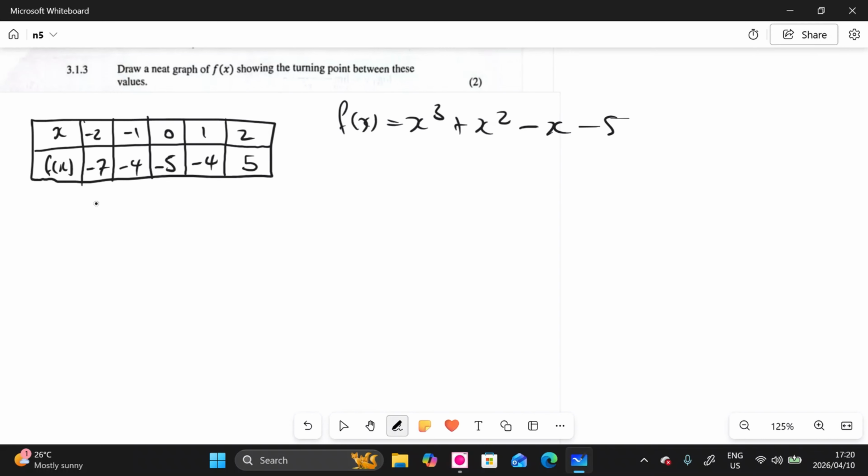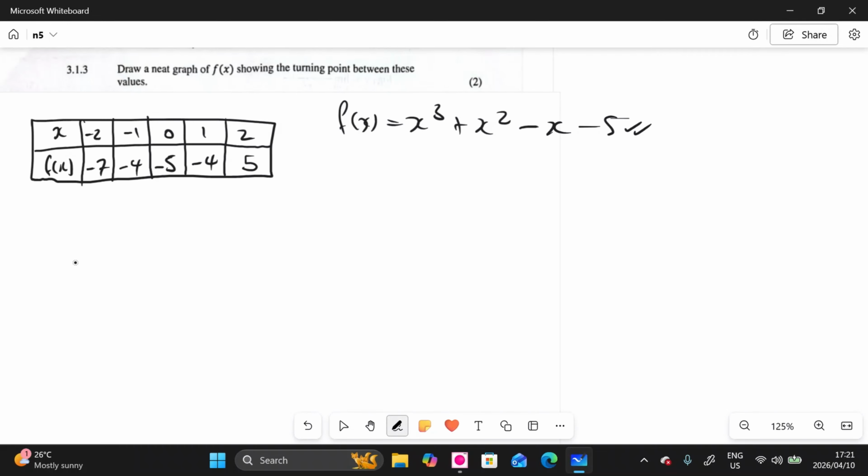Now, they want us here to draw a new graph of f of x showing the turning points between these values. The values that they're talking about are the ones that are in the table here. We did this table on question 3.1.2. Now this is our f of x that they're talking about. So they want us to draw a graph then.